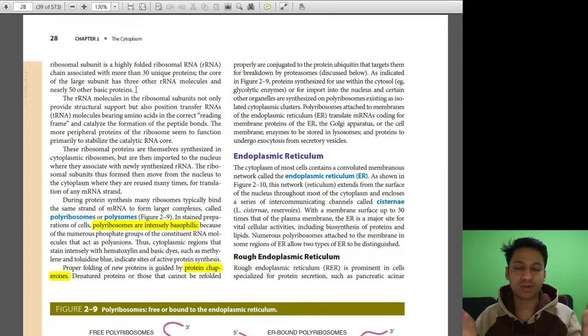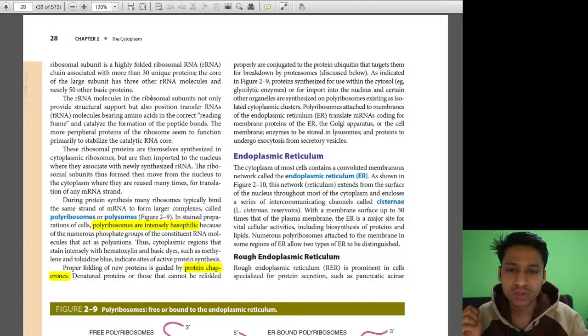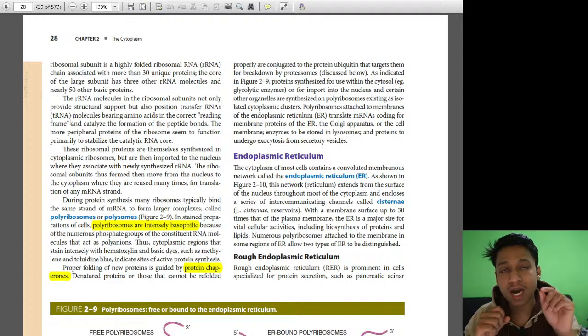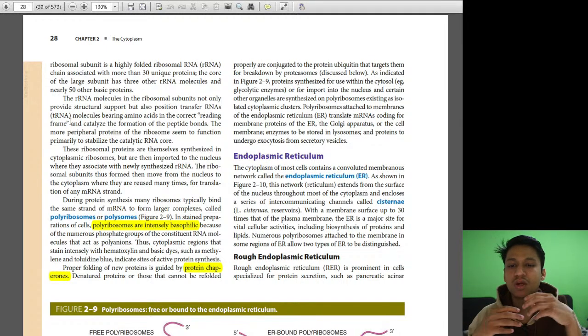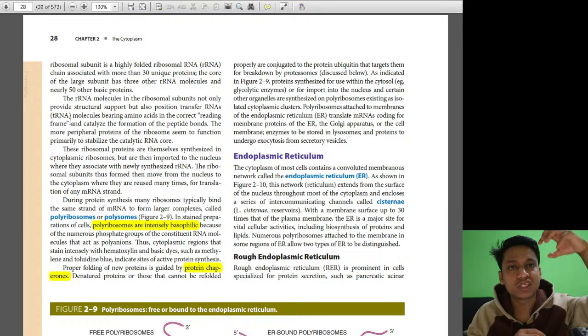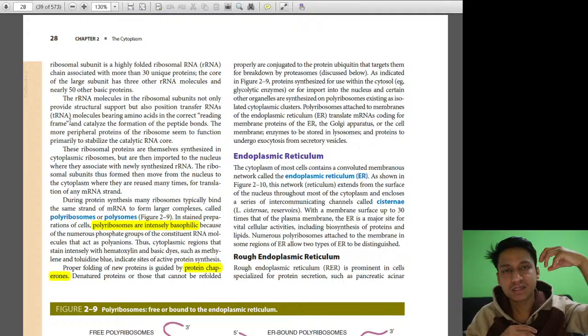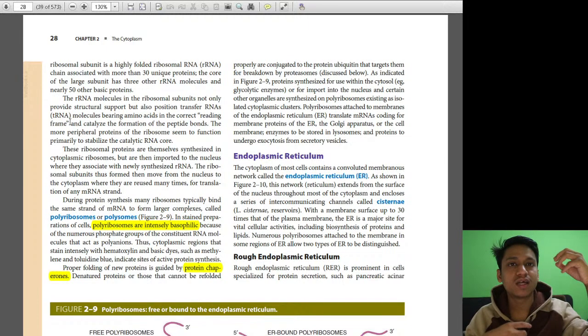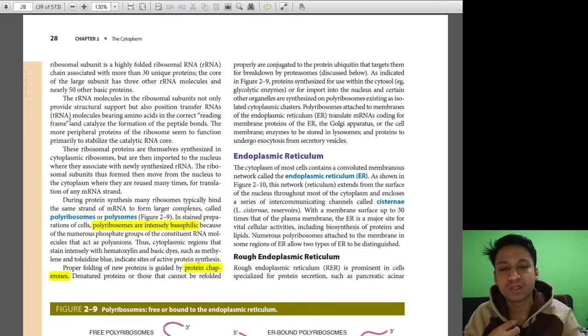The rRNA molecule in the ribosomal subunit not only provides structural support but also positions transfer RNA molecules bearing amino acids in the correct reading frame. So the role of rRNA is not just to provide structural support for the ribosome, but its important role is to position the tRNA on the mRNA, and tRNA is the RNA carrying the amino acid. It brings the amino acid from the cytoplasm.